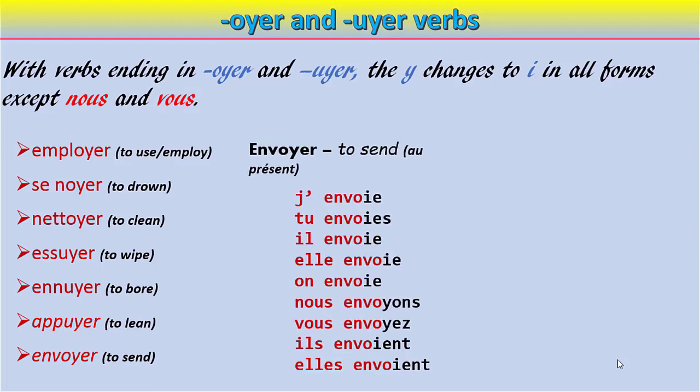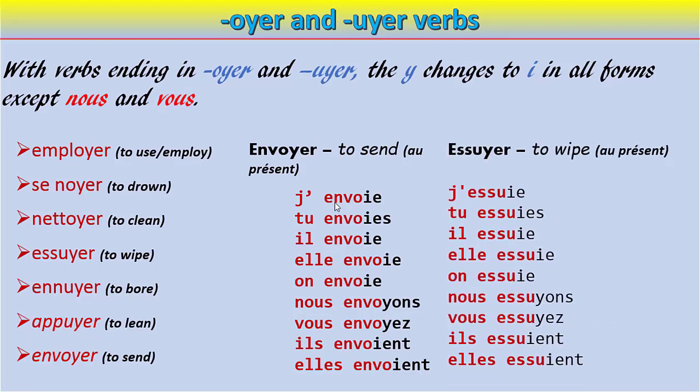So let's see the conjugation of the verb envoyer, which means to send, au présent de l'indicatif. J'envoie. You could notice the E is removed here for je and an apostrophe is added to J because the verb begins with a vowel. So it is j'envoie, tu envoies, il envoie, elle envoie, on envoie, nous envoyons, vous envoyez, ils envoient, elles envoient.